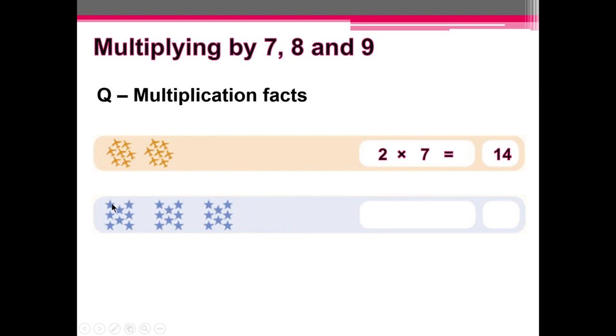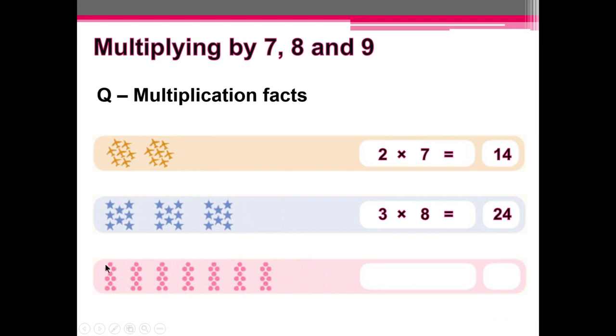Let's count. 1, 2, 3, 4, 5, 6, 7, 8. 8 stars in one group. Let's see how many such groups we have. 1, 2, 3. We have 3 groups. So, 3 multiplied by 8 is equal to, can you tell me? Yes, 24. Last question.